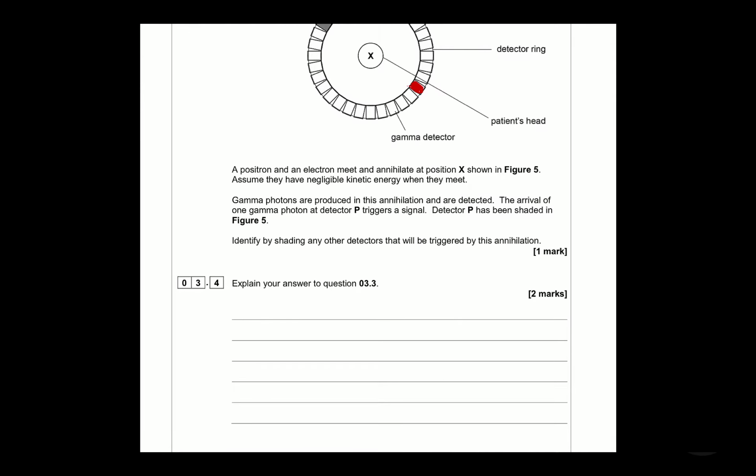And that's actually the answer to the next question. Explain my answer. So again, we always have two photons produced. They have equal and opposite momentum, and that's for the conservation of momentum.